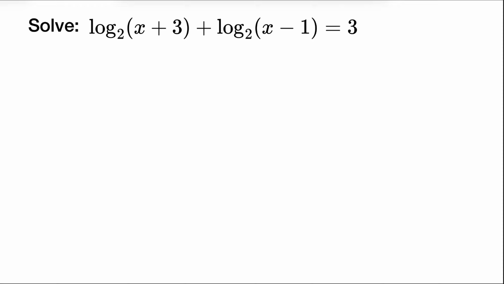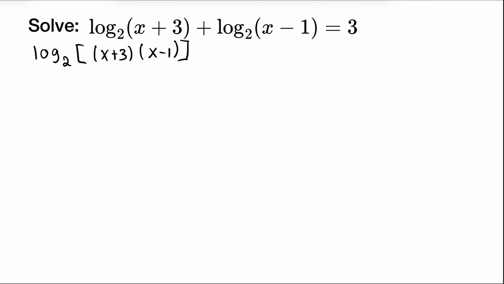So let's go ahead and rewrite this as log base 2, that's multiplied by x plus 3 times x minus 1. Okay, and we can rewrite it as an exponential equation, because a log equals a number, which means we can rewrite it in exponential form.